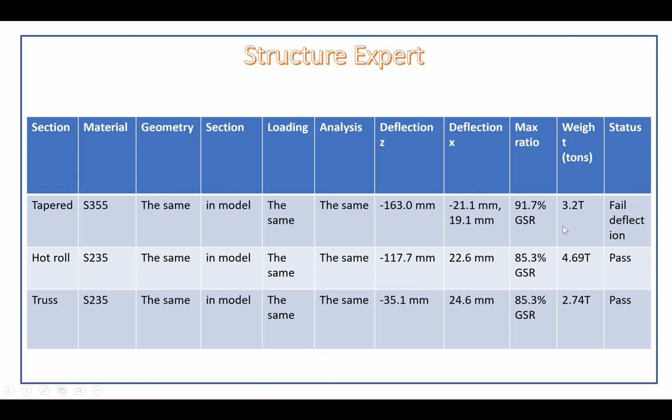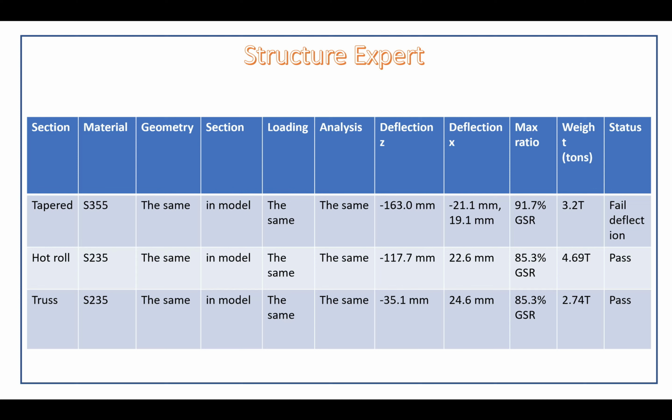For these two types of frame, hot glue and truss, the maximum design ratio is 85.3%. It's the same 85.3%, but higher for the taper section, 91.7%. We talk about 2D frame, but we also design in 3D frame. If we compare in 3D frame, we can get more accurate results. Now we talk about 2D frame.